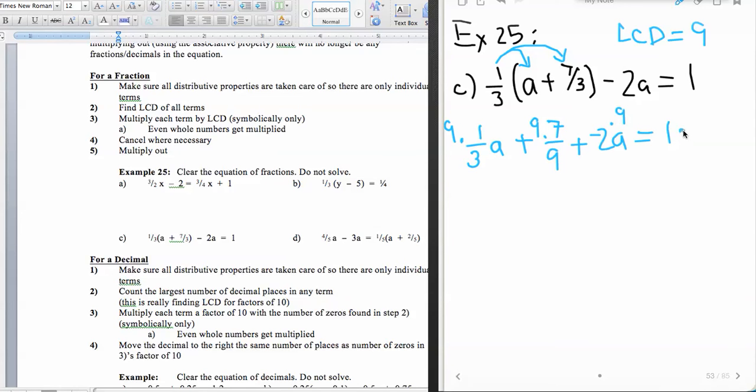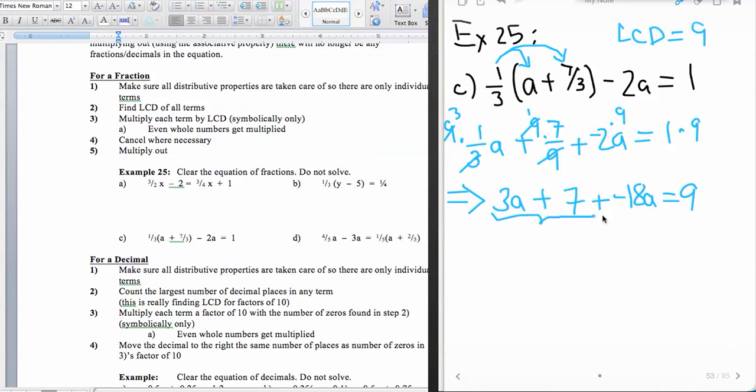Remember, multiplying whether it's on the left or the right is perfectly acceptable. That's the commutative property of multiplication. 3 will go into 9 3 times. 3 times 1 times a gives us 3a, plus the 9's cancel, and we have 1 times 7, which is 7. And then 9 times negative 2, which is going to give us a negative 18a. And that's equal to 1 times 9, which is 9.